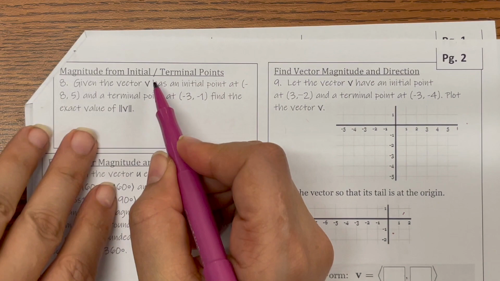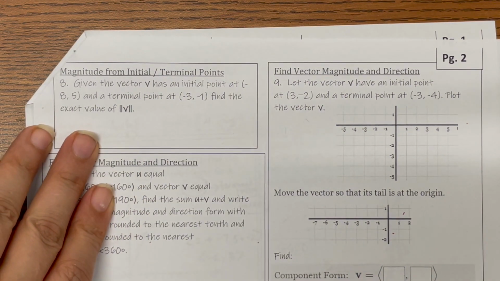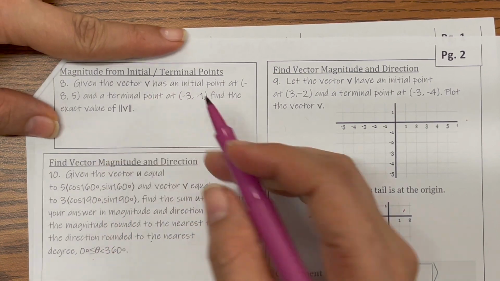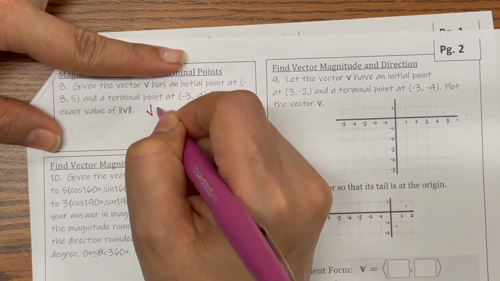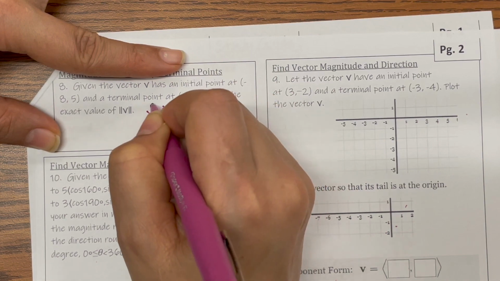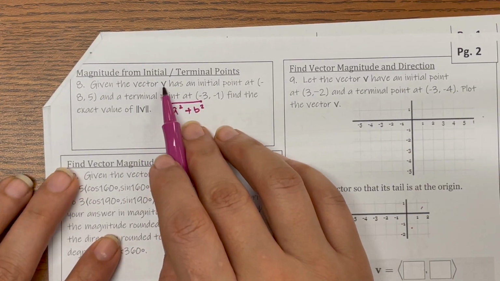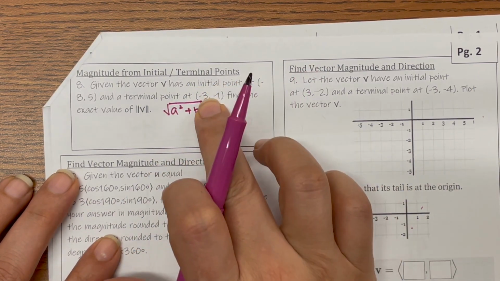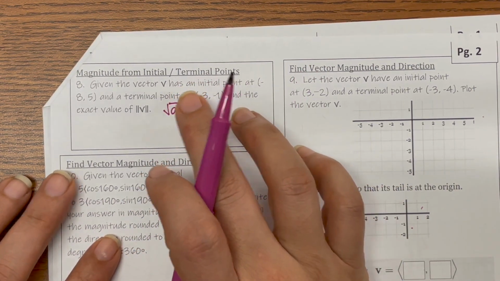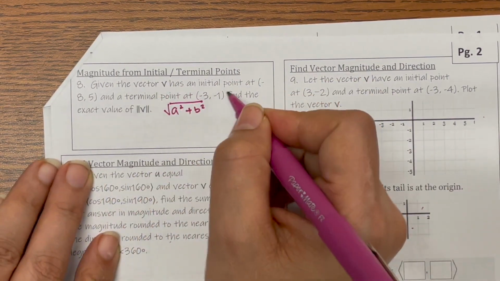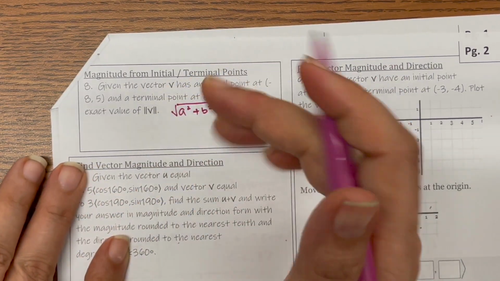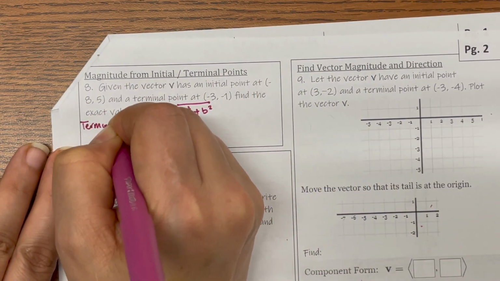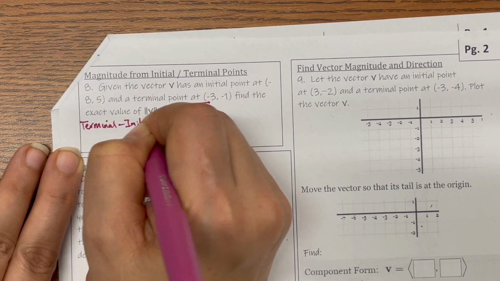All right, magnitude from initial and terminal points. Okay, so magnitude. What are we talking about when we're talking about magnitude? We're talking about this formula here, a squared plus b squared. Right. All right, so first you have to find the vector v so you can do a squared plus b squared. Because right now it's telling you the initial point and the final point, but I need to find the actual vector. So remember, to find the actual vector from initial point and terminal point, it's always terminal minus initial. So that's how you find the vector v.